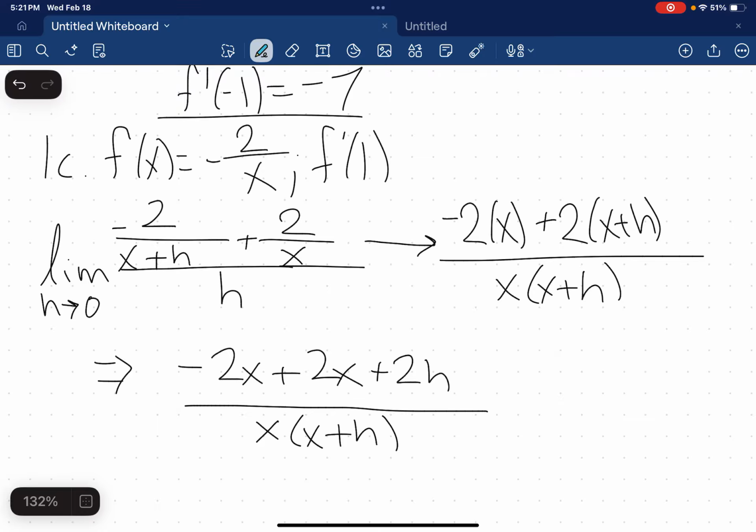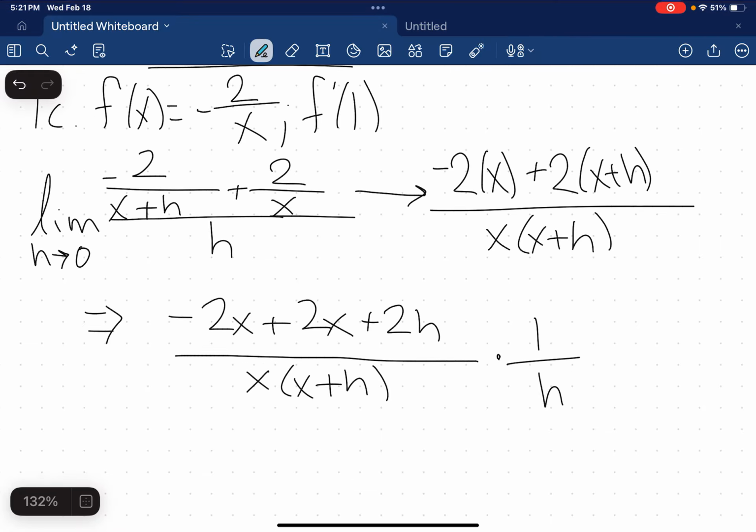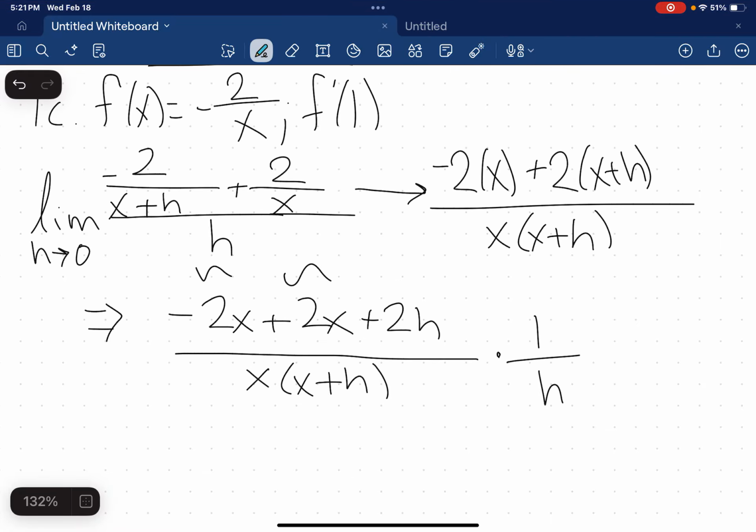Now, something we need to recognize here is when we have a divided by h like this, the only terms I can cancel out are ones with a space stopping them like that. The reason why is because this thing can be rewritten as this times 1 divided by h, because we're just dividing this entire thing by h. And now if we notice something, these two x's cancel out. That leaves us with a 2h on the top. Would you look at that?